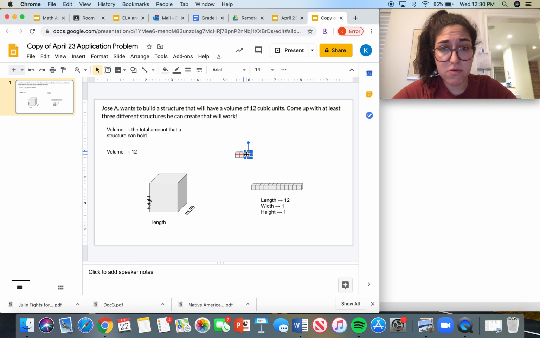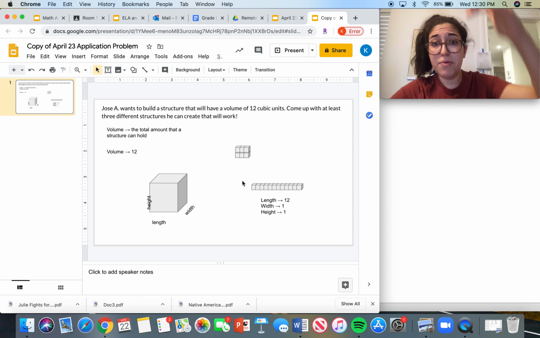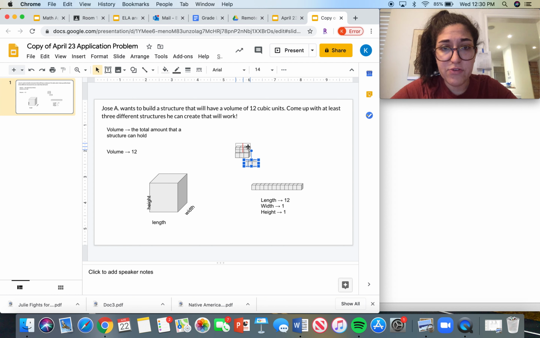Let me move this a little closer. I had a length of 3, but what if I started building it up, right? And now it had a length of 3, but it had a height of 4. Well, now I have, let's count the cubes. 1, 2, 3, 4, 5, 6, 7, 8, 9, 10, 11, 12.